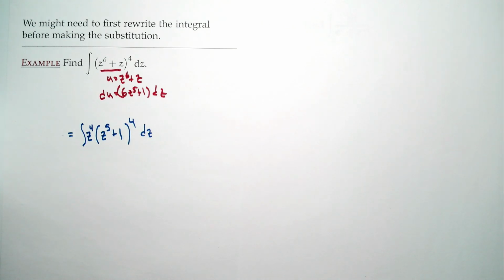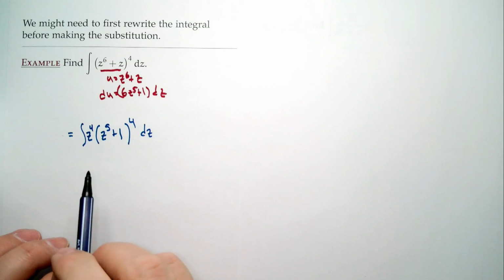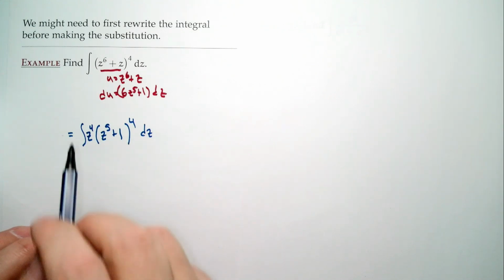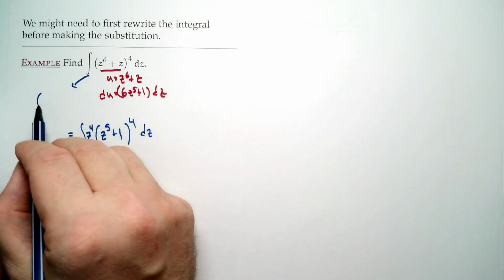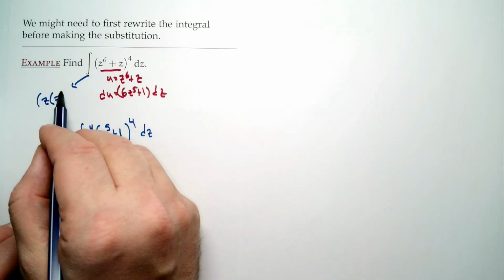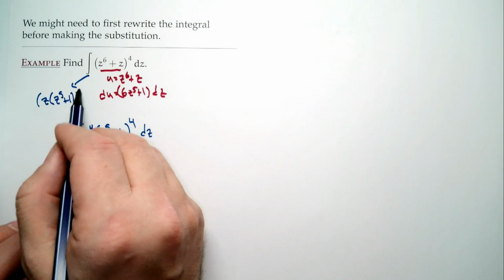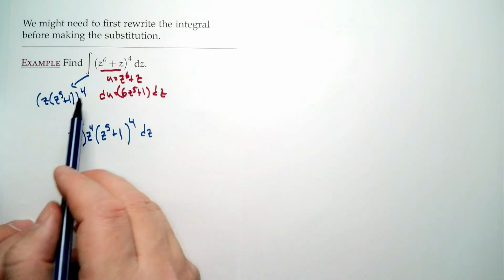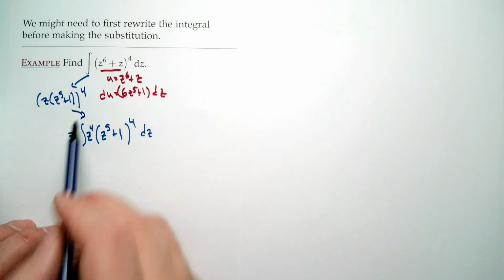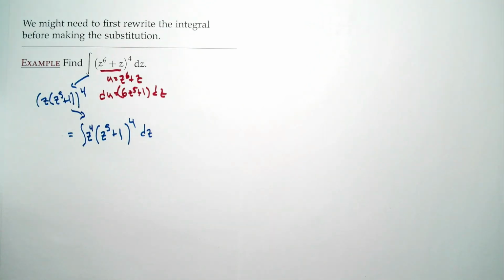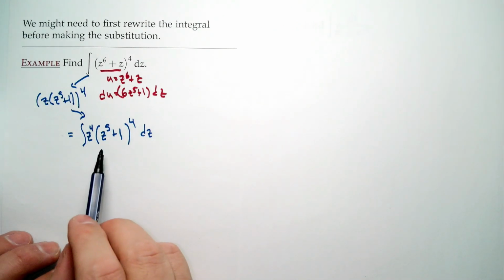Now, can we do something? People don't believe me. Okay, so the intermediate step, this is z times z to the 5th plus 1 to the 4th power. And now, that means each one gets to the 4th power. Now can we try something? Let's try, what's our substitution to try?